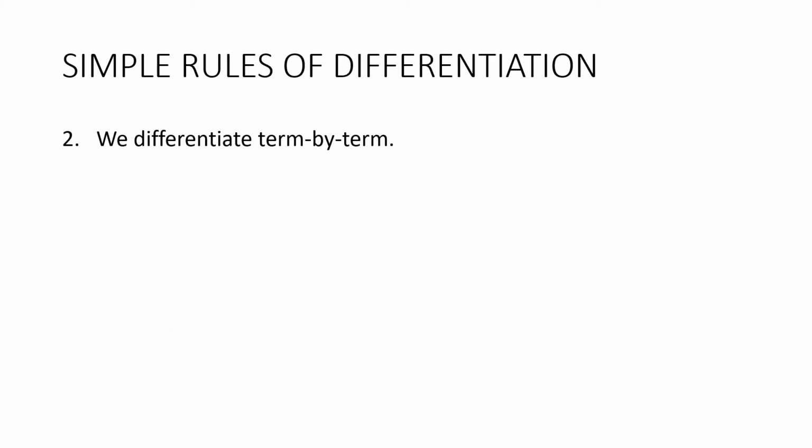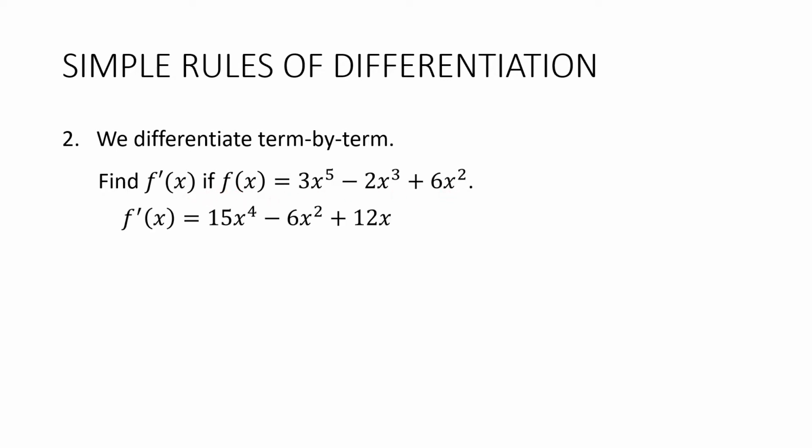We differentiate term by term. So suppose we've got 3 different terms. We're just going to do this one minus this one plus this one. This says find the derivative if f of x is equal to this. All right, let's have a go. 5 times 3 is 15x to the power of 4, minus 3 2's are 6x squared, plus, bring the 2 down, 2 6's are 12x to the power of 1. Okay, there's our derivative.